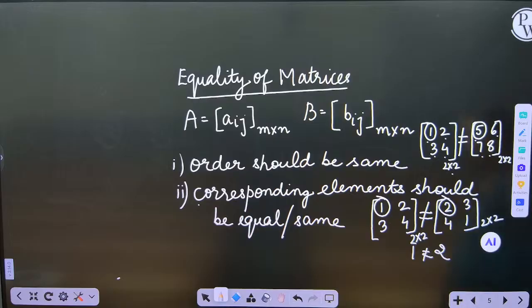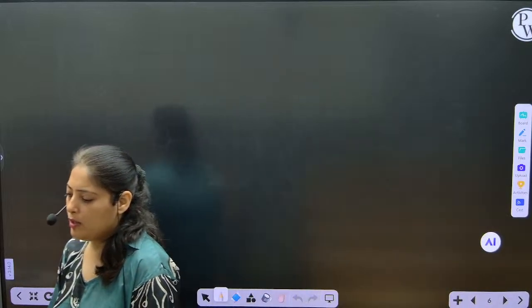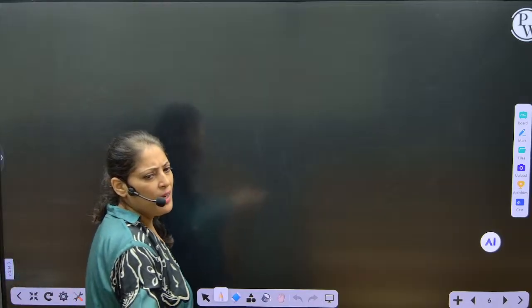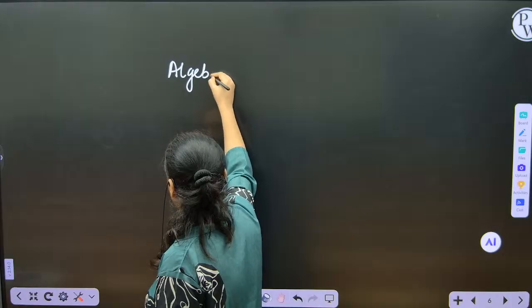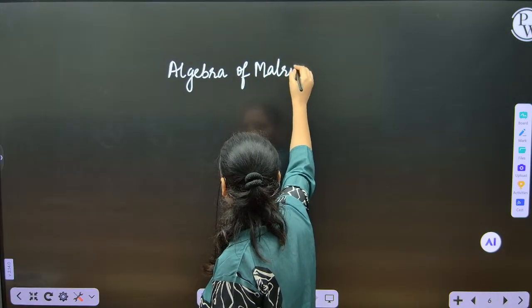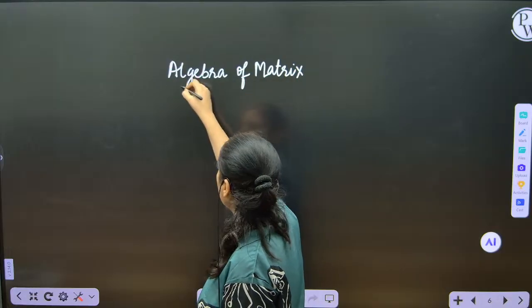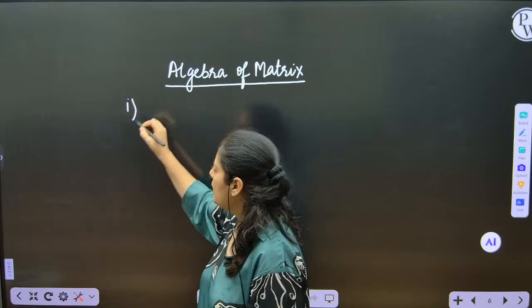Next, the very important topic, algebra of matrix. Algebra, the name is depicting itself. We are talking about addition, subtraction, multiplication, but we are not talking about division right now. Algebra of matrix. Algebra means first I'm talking about addition.